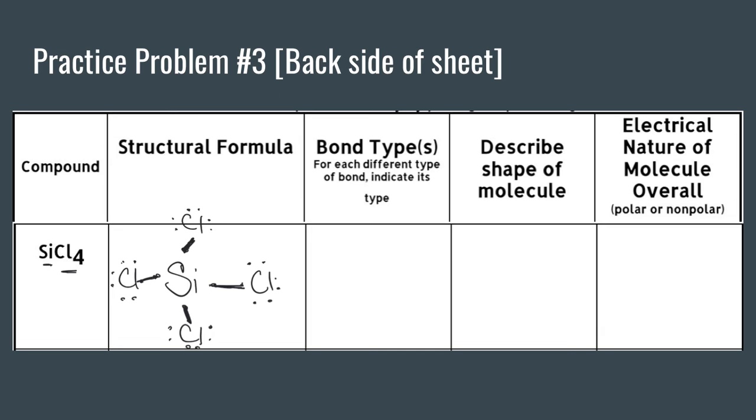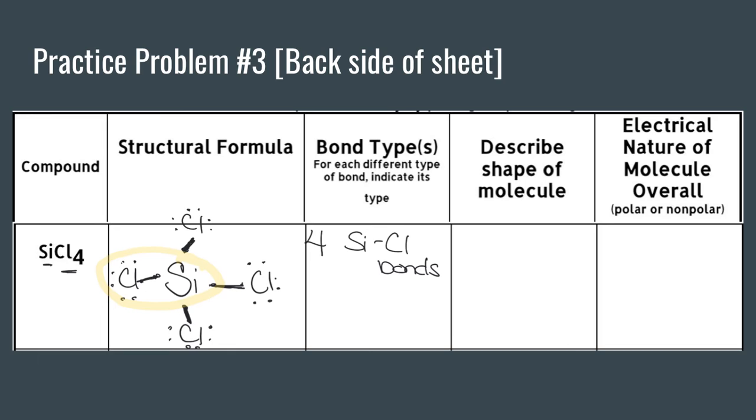All right, next we need to calculate the bond. Again, this one has all the same type of bonds. So when I go to write this down, it's going to be 4 SiCl bonds. Now I'm going to have to figure out the difference in electronegativity like we did yesterday in class or like we did for the previous 2.